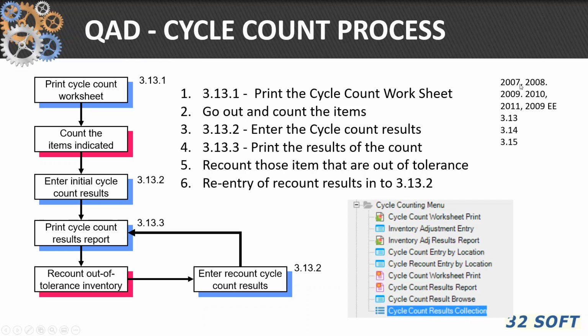You can see that the menu selections for some of the older versions of QAD are 3.13, 3.14, and 3.15. And as we look out into the future, 2014, 2018 EE, and now the 2019 Adaptive Enterprise, there's additional menus in that cycle count menu process, but basically it follows this sequence.